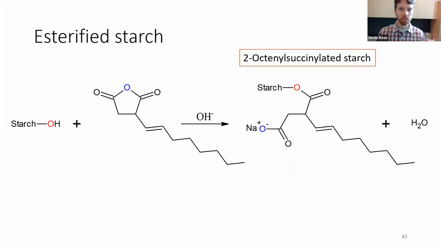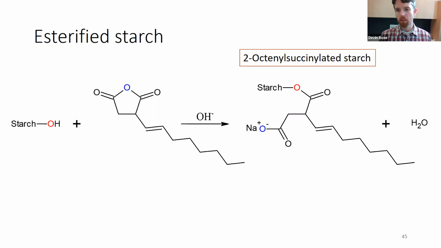So for this one, this is octenyl succinylated starch. We react starch here with octenyl succinic anhydride. This is an anhydride that is formed within one molecule, so it's an intramolecular anhydride. And when we react that octenyl succinic anhydride under the same conditions that I talked about for the stabilized starch, then we get this type of compound here.